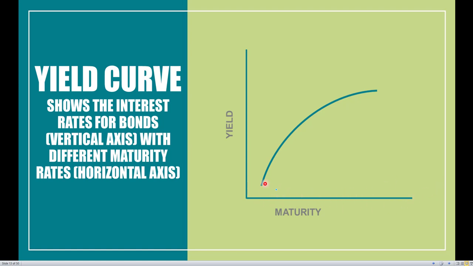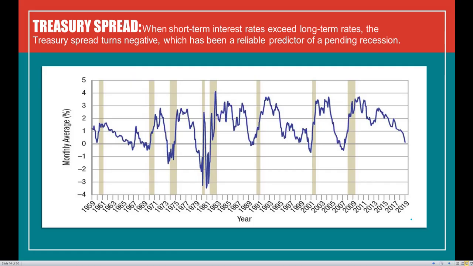So something along this line right here, where the shorter maturity bonds, excuse me, are going to give you a higher yield than the longer maturity yield. So something along the lines like this. Here it almost looks like a C. And when this happens, we notice that the yield curve has inverted. We're going to have a negative treasury spread. And that's actually a very reliable way of predicting when recessions might happen.